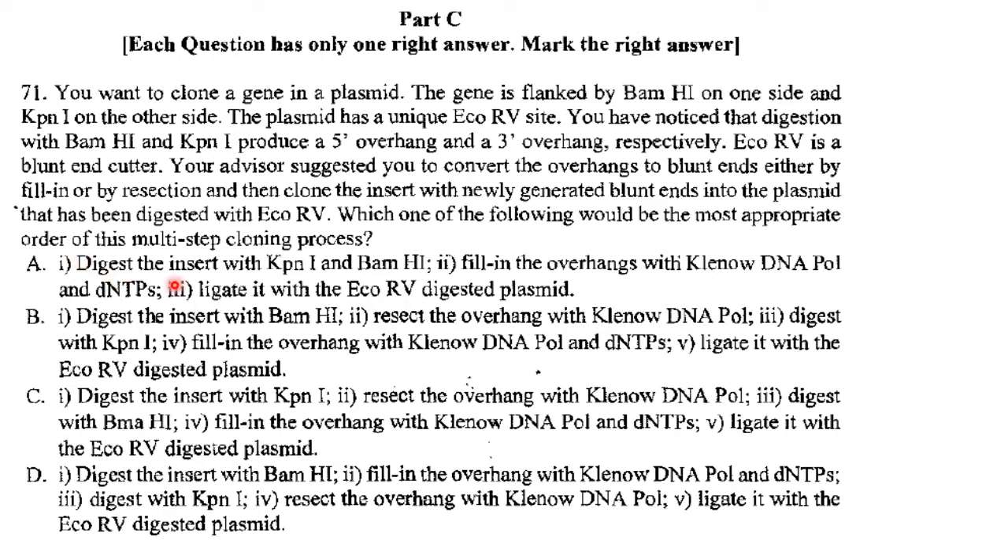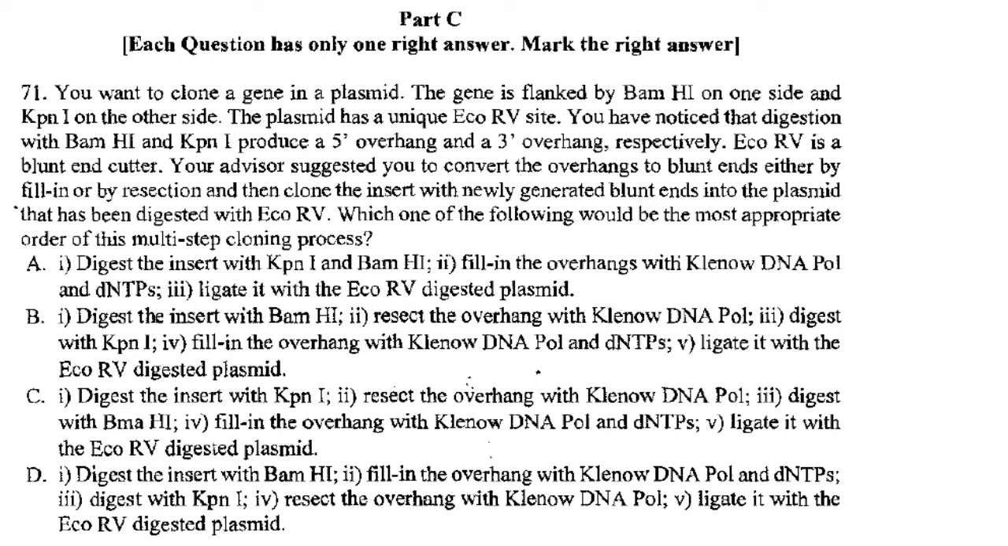So they have given: digest the insert with KpnI and BamHI, fill in the overhangs with Klenow DNA polymerase, and ligate it to the EcoRV digested plasmid. Then they have given the procedure for how you will use it to clone. One clue they have given is that the advisor suggests you convert the overhangs to blunt ends, either by fill-in or by resection, and then clone the insert with the newly generated blunt ends into the plasmid.